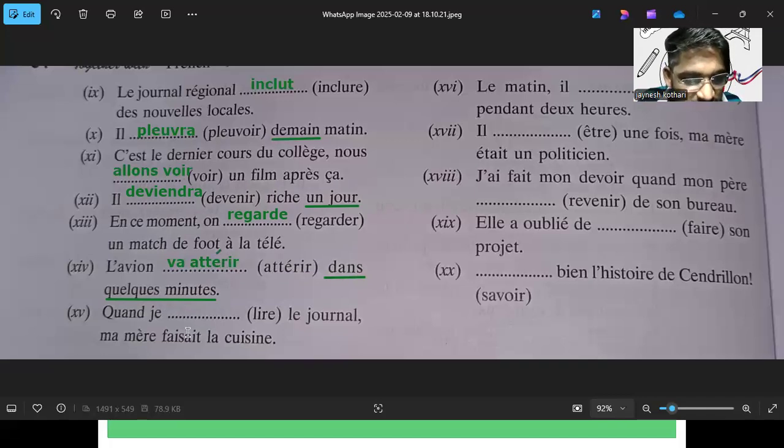Next, after that, quand je lis the newspaper, my mother was cooking the food. My mother was cooking the food. Now, this is a simultaneous action. Look, which tense they have used. Always analyze the tense that they are using. This is imperfect, past continuous tense.